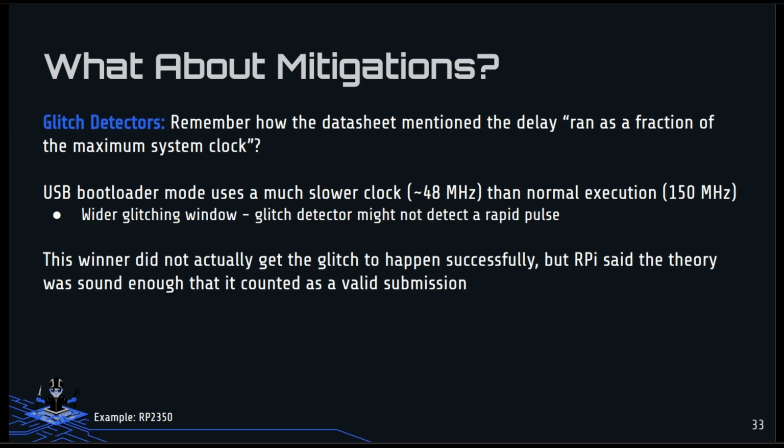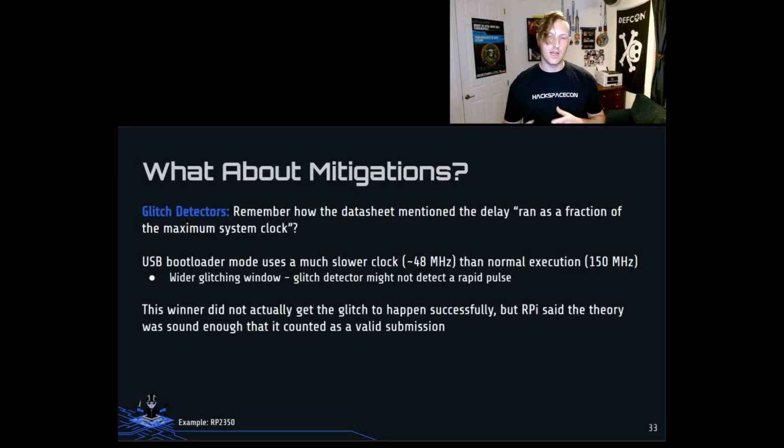And this is possible. Research has demonstrated glitches in the presence of glitch detectors. So as we look at the glitch detectors, remember how the datasheet mentioned the detectors could be run as a fraction of the maximum system clock. Well, it turns out when you're in this USB bootloader mode, it actually uses a much slower clock than normal execution. It's part of the USB timing. And because it slows that clock down, that actually gives us a wider glitching window.